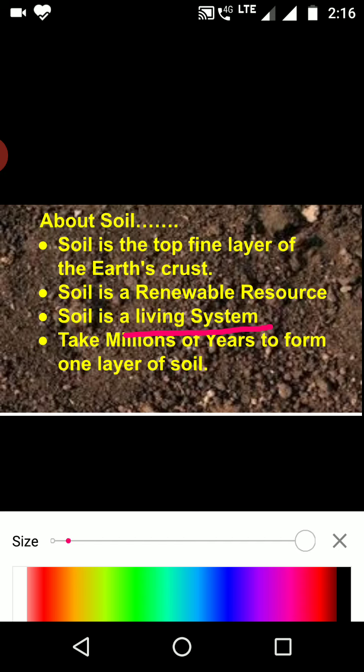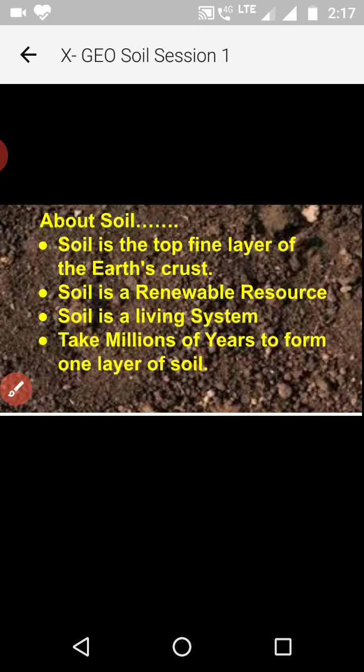If you get this question, explain how the soil is a living system, first of all you have to present the soil profile, that is, a diagram. Second, you will explain the soil formation process, which we will soon be studying. And third, which you must include in the answer, is that the process is going on continuously, it is continuously growing. Hence, the soil is called a living system.